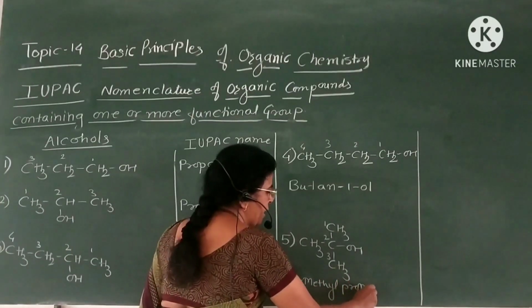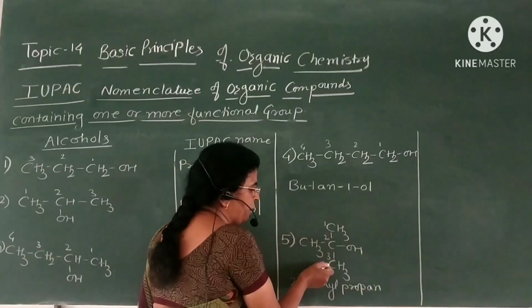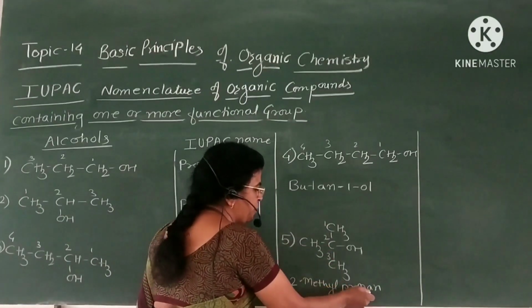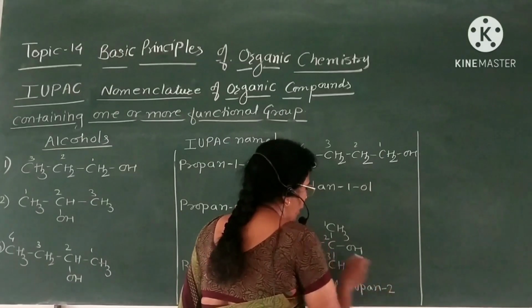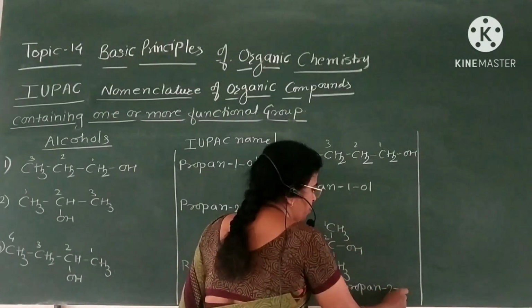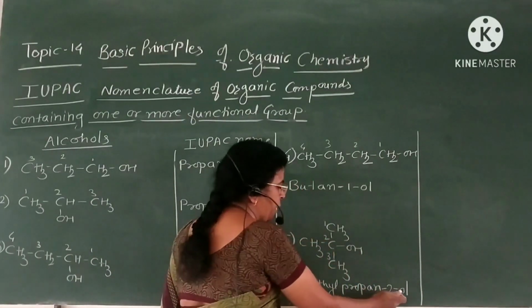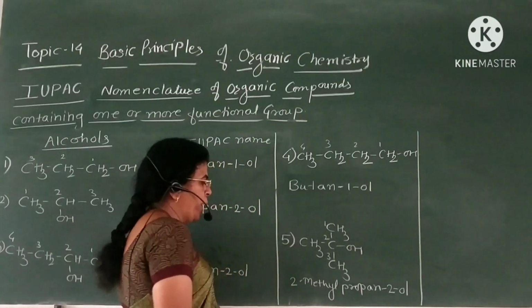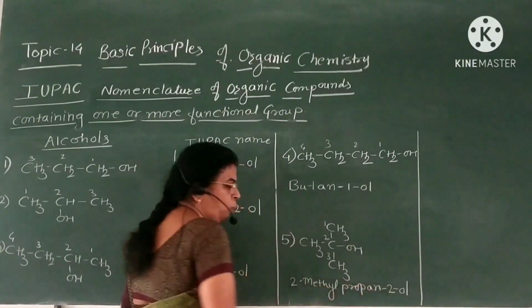propane. Parent alkane is propane. There are 3 carbon atoms in the straight chain. Therefore it becomes propane. At 2 position there is a hydroxy group or alcohol group. Therefore it becomes propane-2-ol. 2-methyl propane-2-ol.